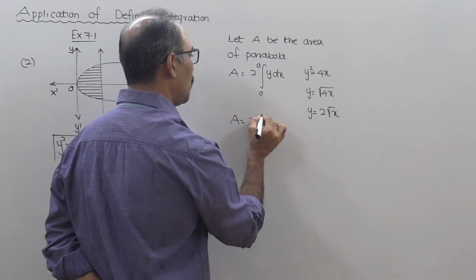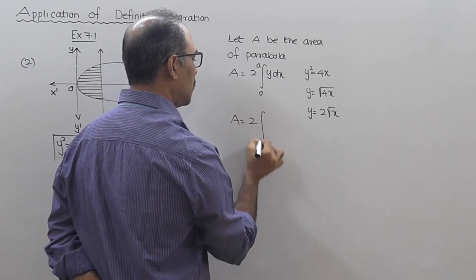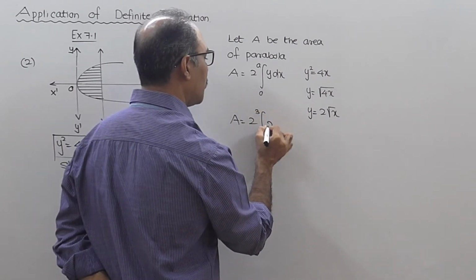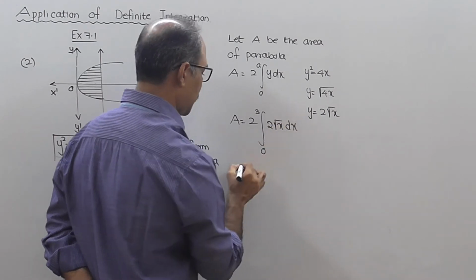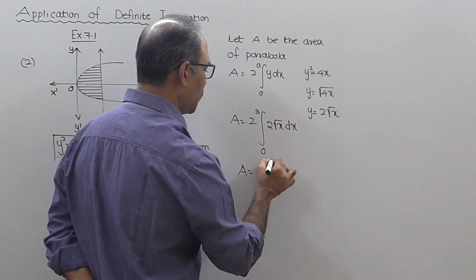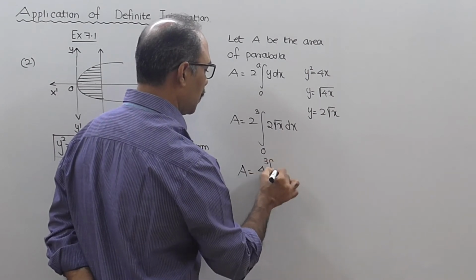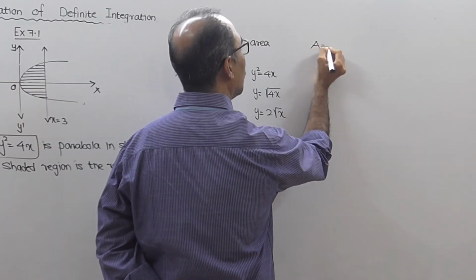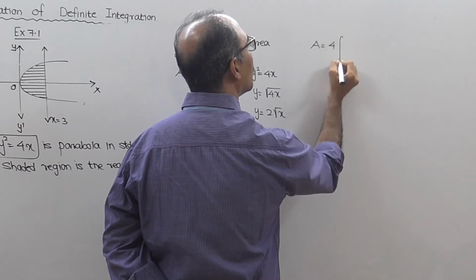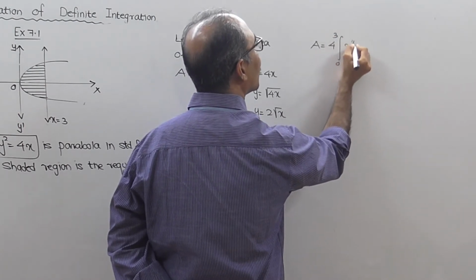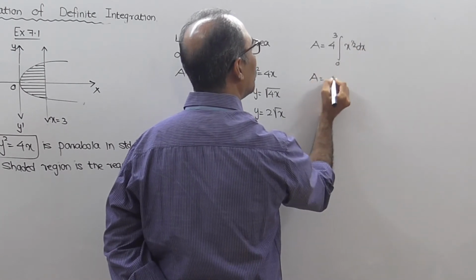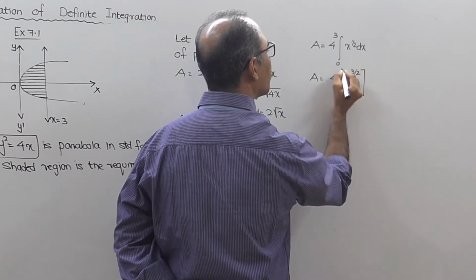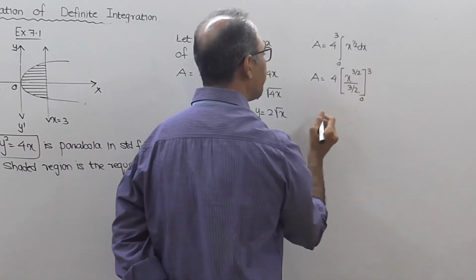So area will be equal to 2 integration 0 to 3, because it is on the line x equal to 3. This will be 2 root of x dx. So the area will be 2 into 2 which is equal to 4, integration 0 to 3 root of x dx. Area equal to 4 integration 0 to 3, root x is x raised to half. So the area will be 4, the integration of x raised to half is x raised to 3 by 2 upon 3 by 2 in the range of 0 to 3.